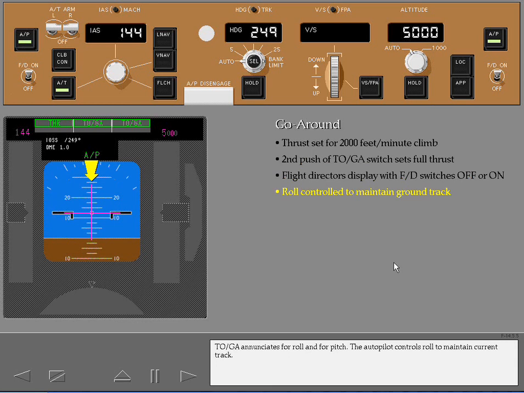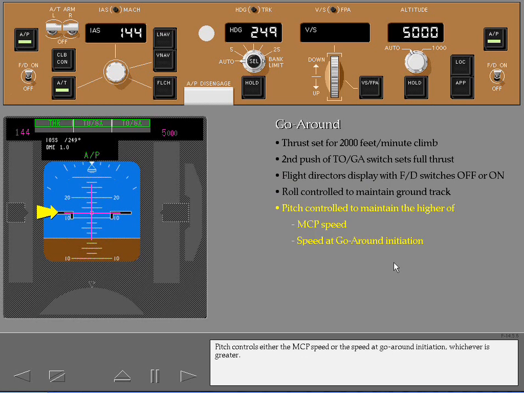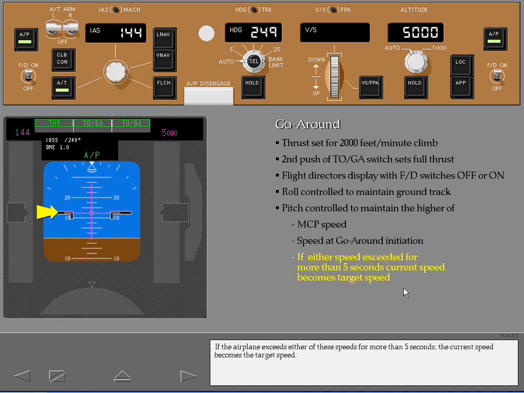TOGA enunciates for roll and for pitch. The autopilot controls roll to maintain current track. Pitch controls either the MCP speed or the speed at go-around initiation, whichever is greater. If the airplane exceeds either of these speeds for more than 5 seconds, the current speed becomes the target speed.